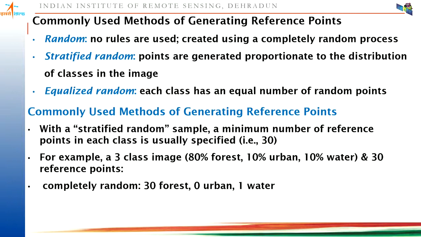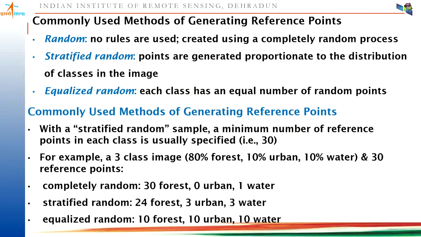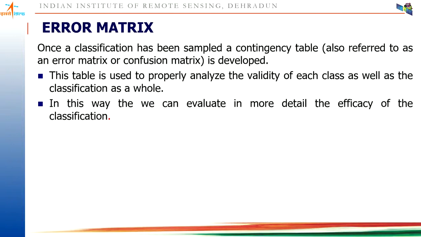Whereas in a completely random sample, because most of the area is forest, most of the points are going to forest, and a very small number of points, or maybe no point, is going to urban or water. And if we are using equalized random, then 10, 10, 10 will be given to all 3 categories.